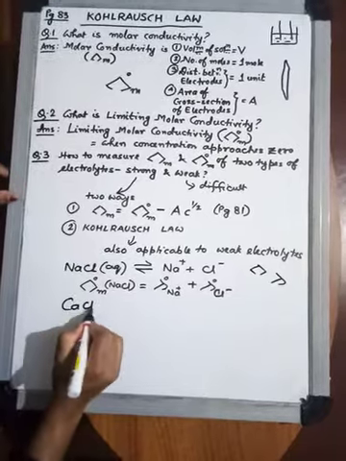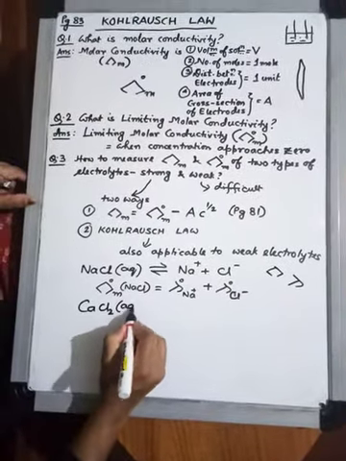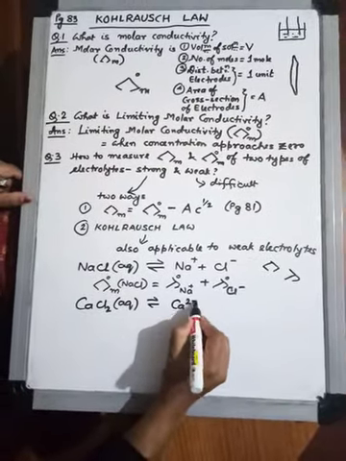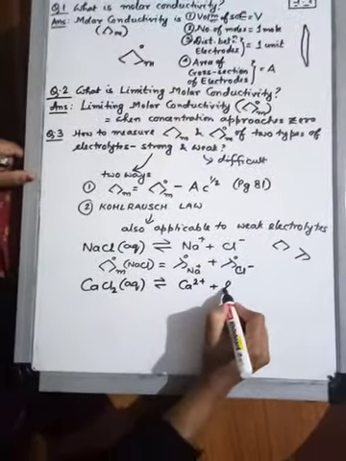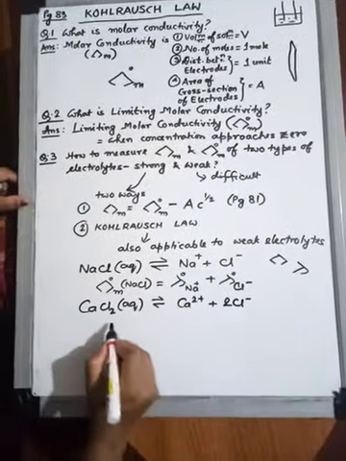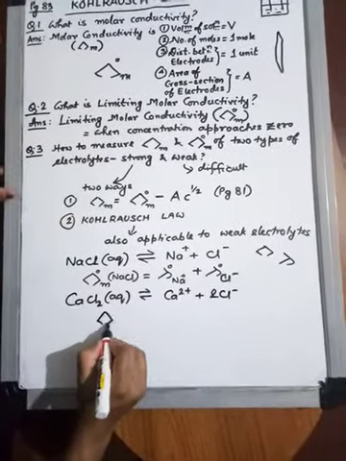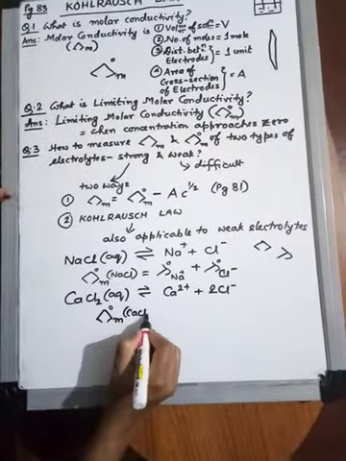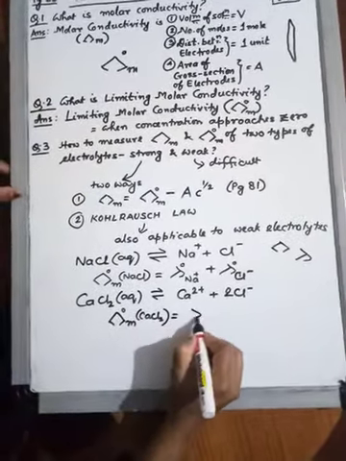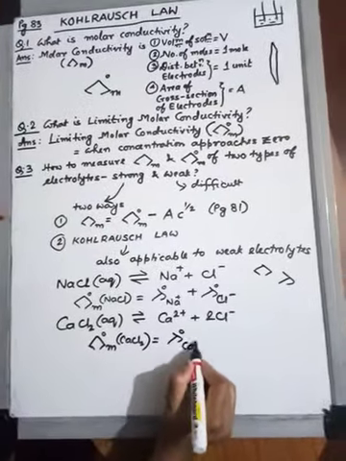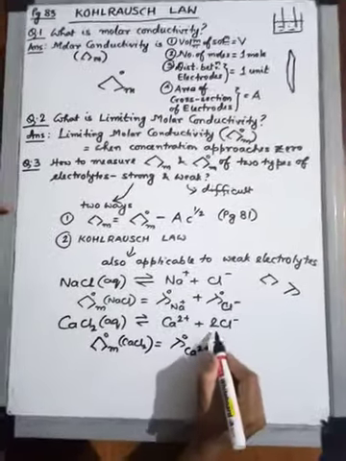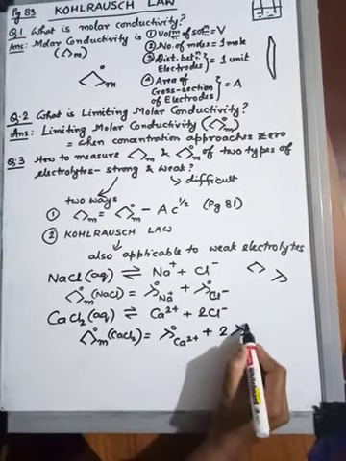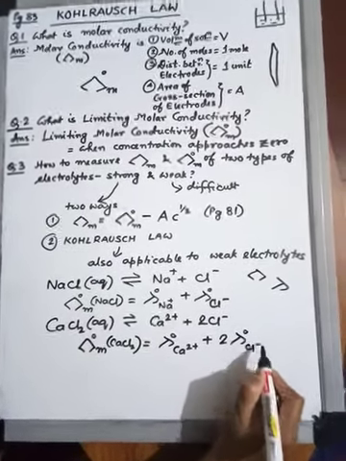Suppose we take calcium chloride as our electrolyte. If this dissociates, it will give you Ca2 plus and 2Cl minus. So then how will we measure? Then lambda m or lambda m0 of calcium chloride is going to be equal to the lambda 0 of Ca2 plus, mind you, there are two of them, so we write 2 here, and then write lambda 0 of Cl minus.